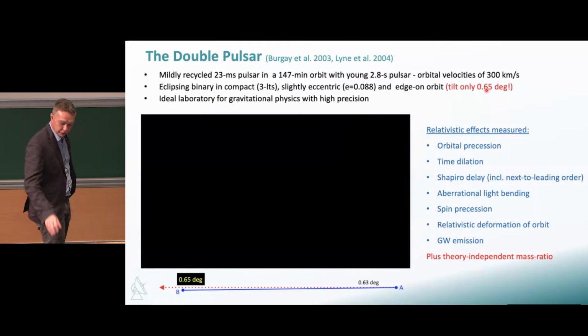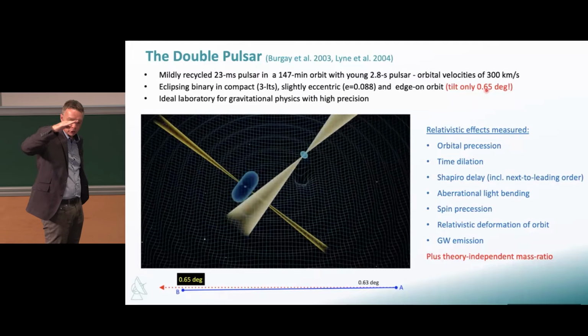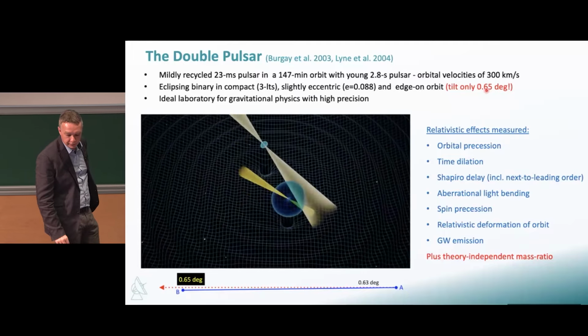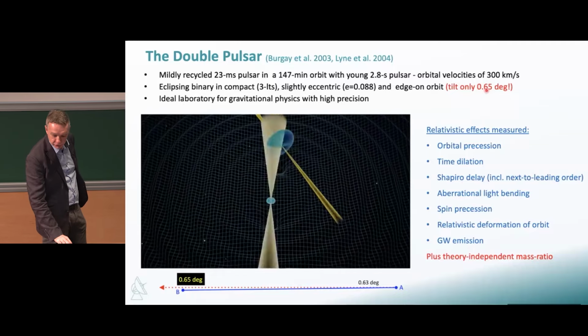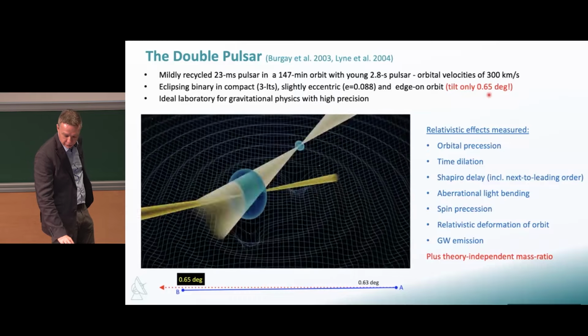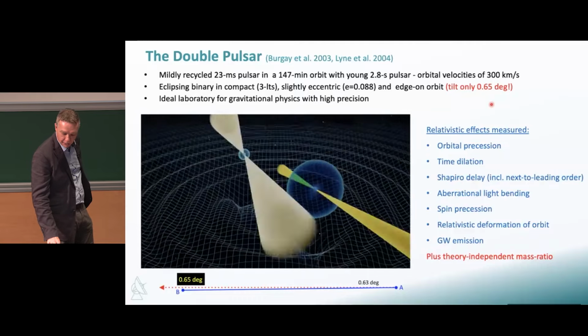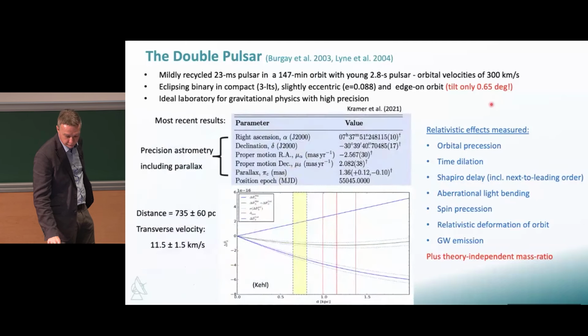And we see the system actually from almost completely edge on. From a measurement, I'll show you later how we do this, the tilt to perfect alignment is just 0.65 degrees. And the system allows us to measure lots of different effects to very high precision. I'll just go through some of them and then move on to the next source.